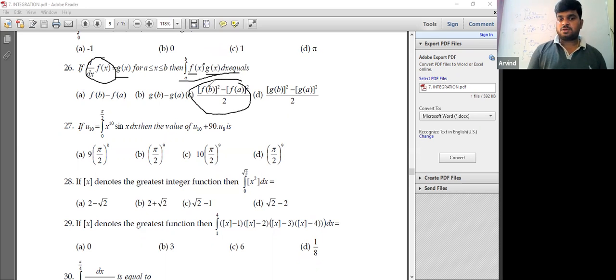Upper limit and lower limit, observe if you apply it. F of x whole to the power 2 by 2 comes. So upper limit is b, lower limit is a. If you substitute it, option C will be the correct one.